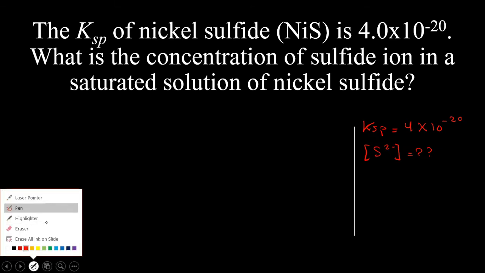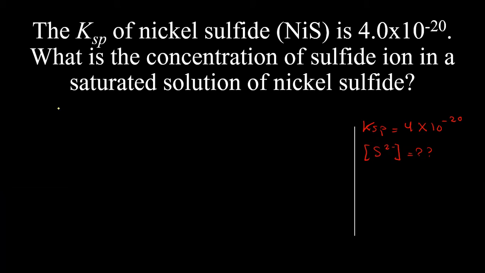The first step, after writing the given, is to write the balanced equation for solubility. So I'll write here nickel sulfide, and here the two ions it can produce during solubility: nickel ion plus sulfide ion. After that, balance it: one nickel, one sulfur, one sulfur. After that, we can refer to the concentration of nickel by X, and also the concentration of sulfur with X, because here it's 1 mole, 1 mole.